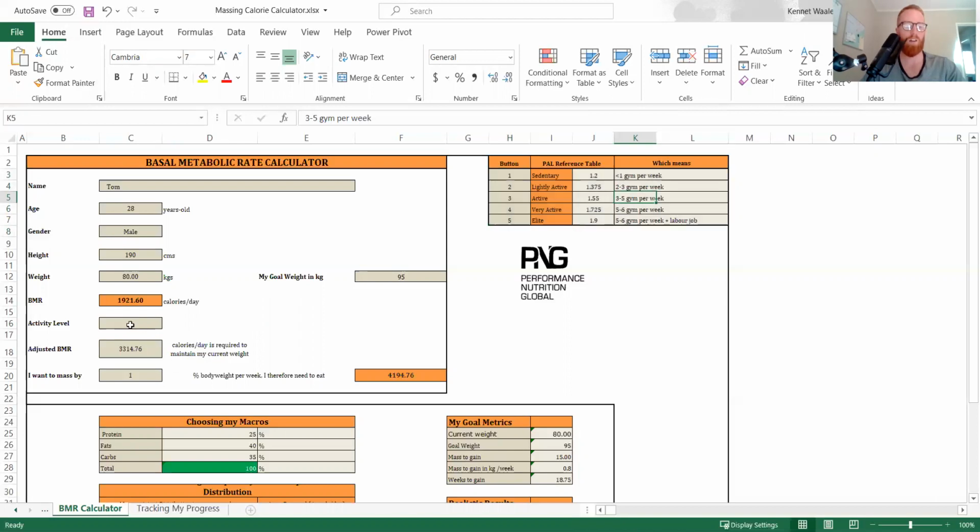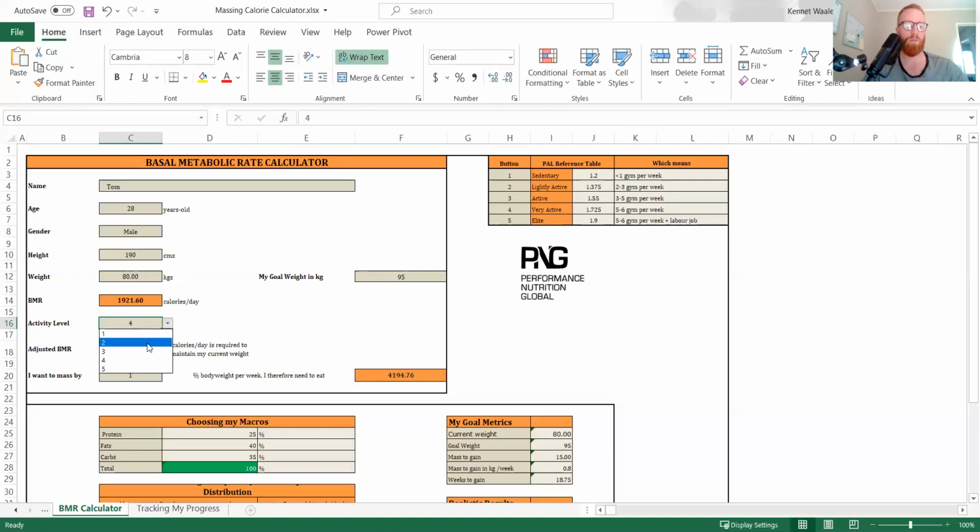So here, currently, you will see that the activity level is set as 4, which means that this person is very active. You don't have to worry about this number. You just have to understand that this person is very active, which could be that they are going to the gym 5 to 6 days a week and they are going for walks every day, not sitting on their ass every day. So let's say that for the sake of this, Tom only goes to the gym twice a week.